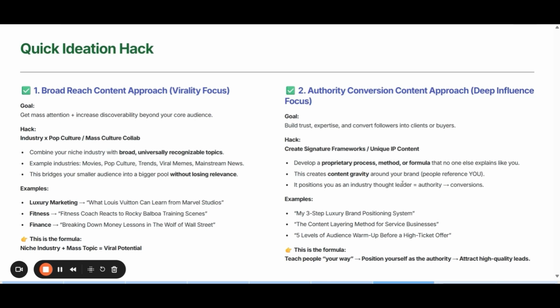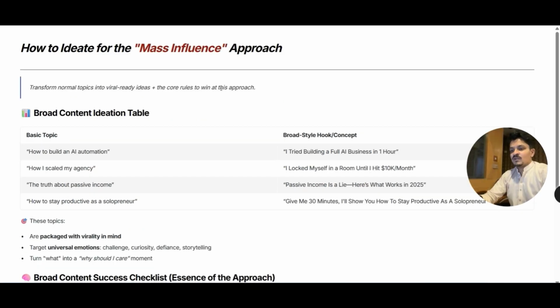So yeah, this is a quick ideation hack, and then after this I'm going to explain how to actually ideate for both of these approaches, right? Also, let's talk about how to actually ideate for these approaches, right? The first one is the mass influence, right?